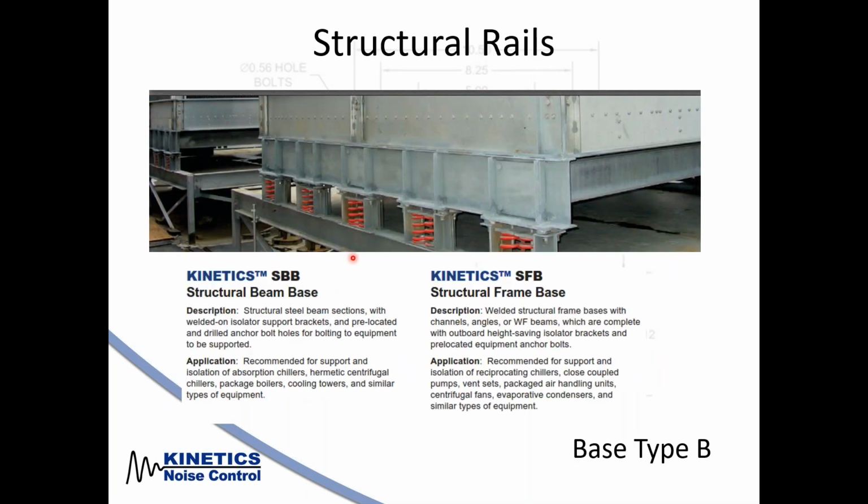Base type B, we now have a structural beam or frame that's actually supporting the length of the equipment, and then the isolators are brought in under that structural frame or beam. The point is this equipment here is a cooling tower and it cannot be point loaded. You can't just sit the isolators under the equipment. The equipment doesn't have the structural rigidity to be able to sit on top of the isolators themselves. You need a supporting beam to distribute that weight across the isolators. So that is a base type B.